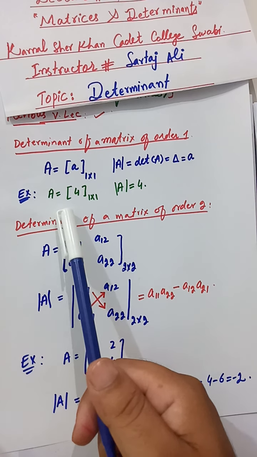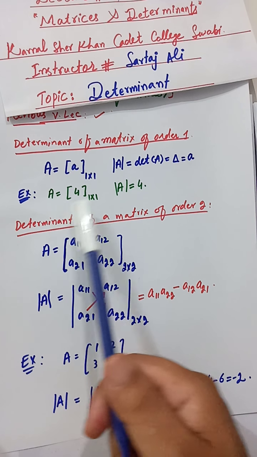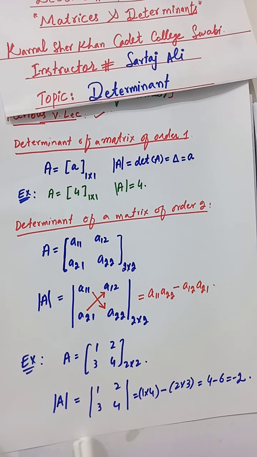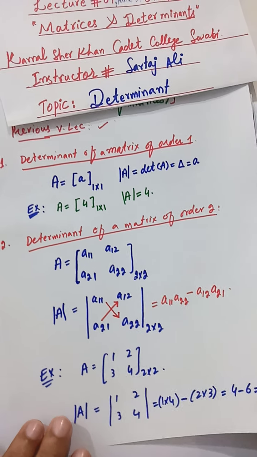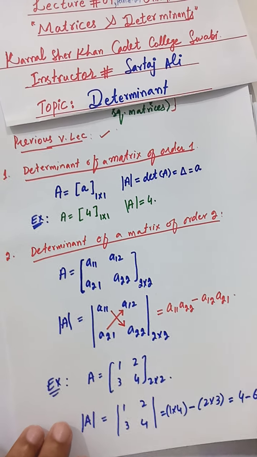So if you find out 10 times the determinant of this matrix, you will always get 4. If you find out 1000 times the determinant of this matrix, you will always get minus 2. So that's how we can say that square matrices are associated with unique numbers. These are the determinants of square matrices of order 1 and order 2.